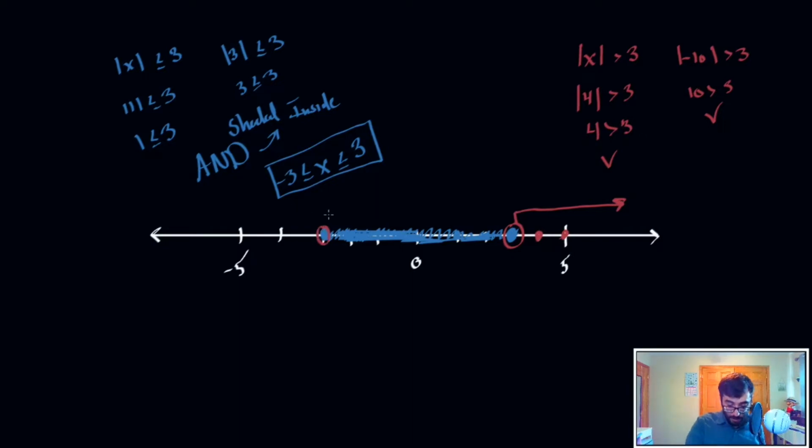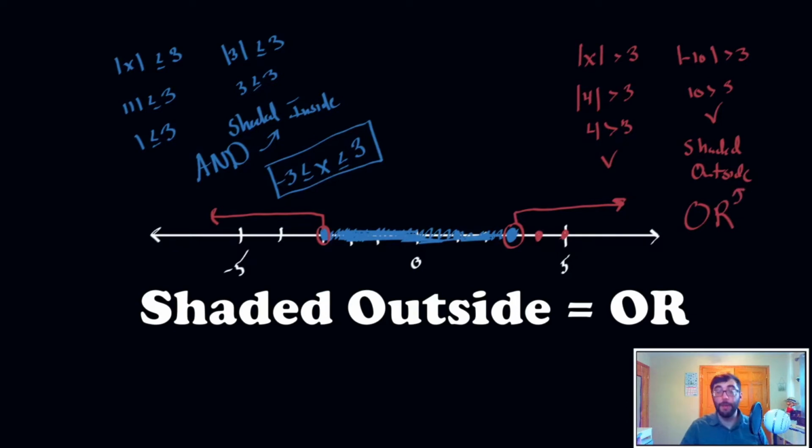And then also using an open circle on negative 3 and showing all the numbers to the left. Okay, and notice that this is shaded. Pardon my terrible hand. I don't even know what I'm writing. This is shaded outside. This is what we call an or compound inequality, okay?